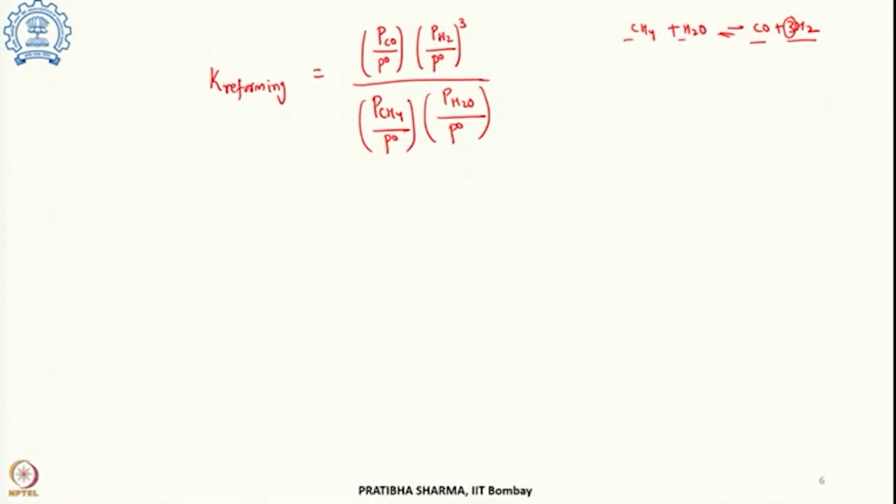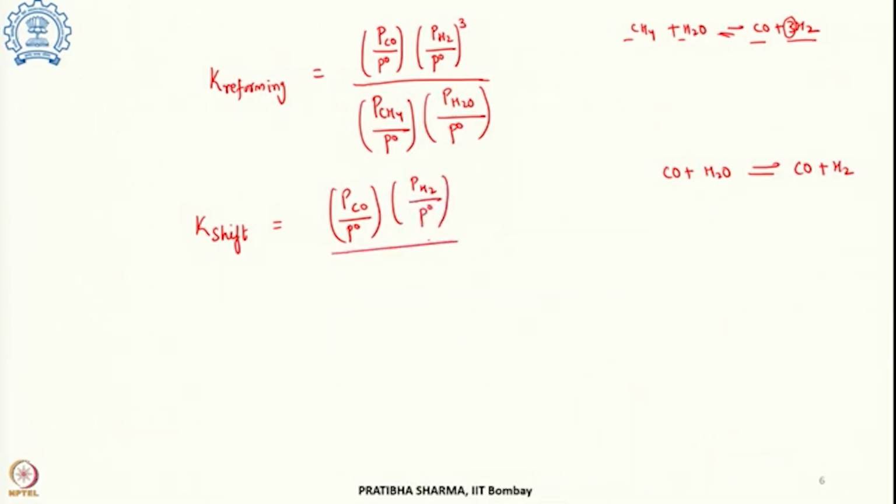And similarly we can do this for the shift reaction. So, the shift reaction is CO plus H2O giving CO2 plus H2. So, the partial pressure of the product side CO2 over standard pressure, and the partial pressure for hydrogen. Similarly, for the reactant side, CO and H2O.